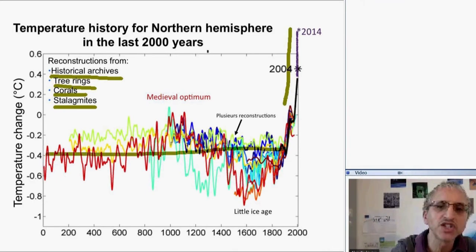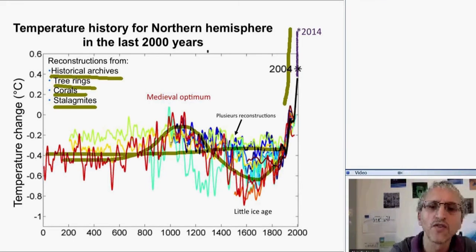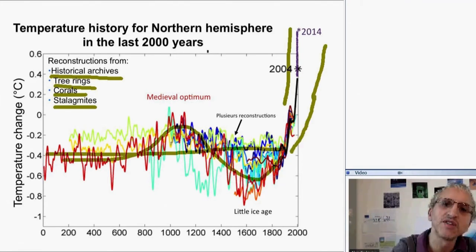There have been variations. You see right here, you had what we call the medieval optimum. It was a bit warmer 1,000 years ago. Here, it was a bit colder 400 years ago. And we know why. It's the solar variability. But what we are seeing nowadays is unprecedented. We've got a massive rise in temperature now. It's very quick. It's very quick.